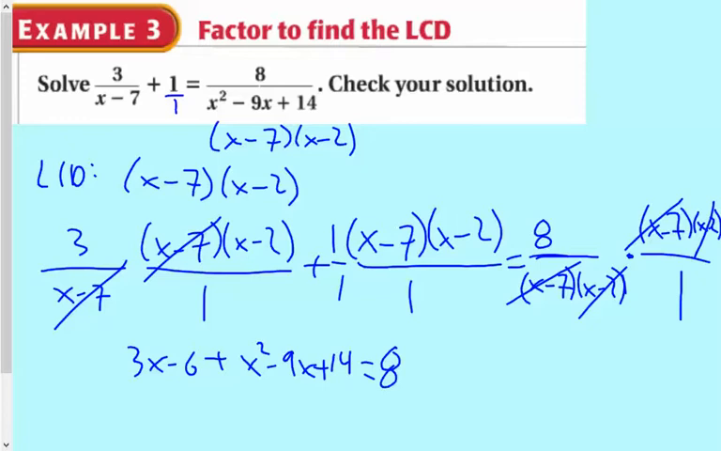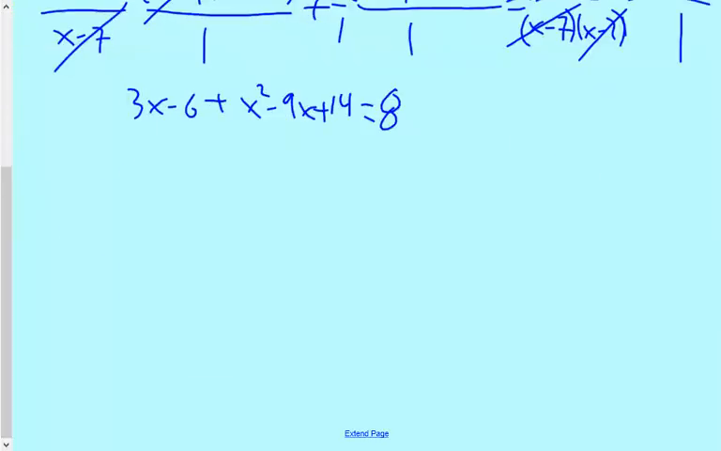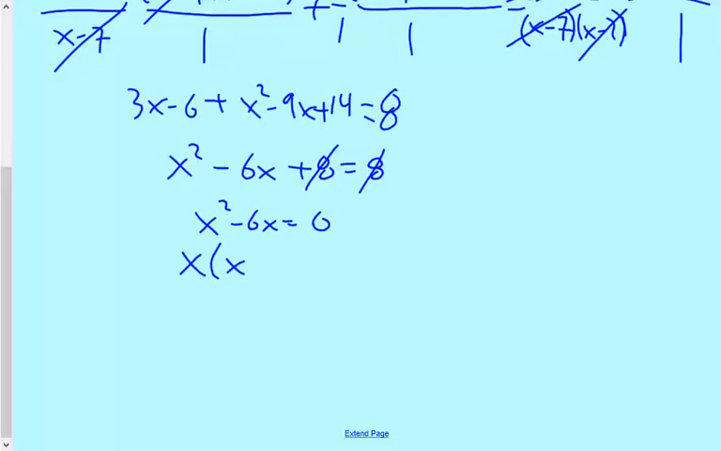So again, I took something that's really complicated and turned it into a quadratic equation. I have x squared, I have 3x and negative 9x, and that gives me negative 6x. I have a negative 6 and a 14, so that gives me 8. Well, that's really nice because I have 8 on the other side, so when I subtract them, they're gone. So I have x squared minus 6x equals 0 if I subtract the 8s. And then factor the GCF, which is x. More factoring at play, so x equals 0 and x equals 6.